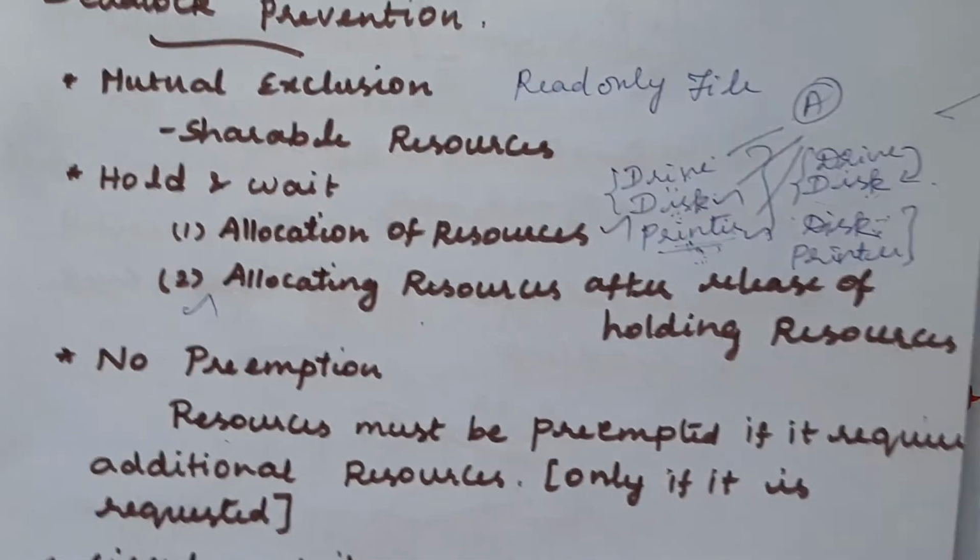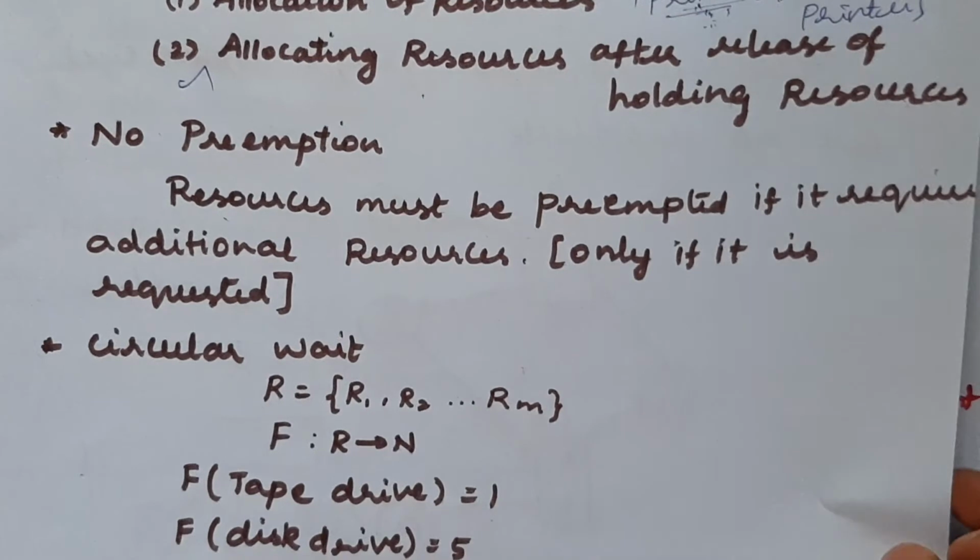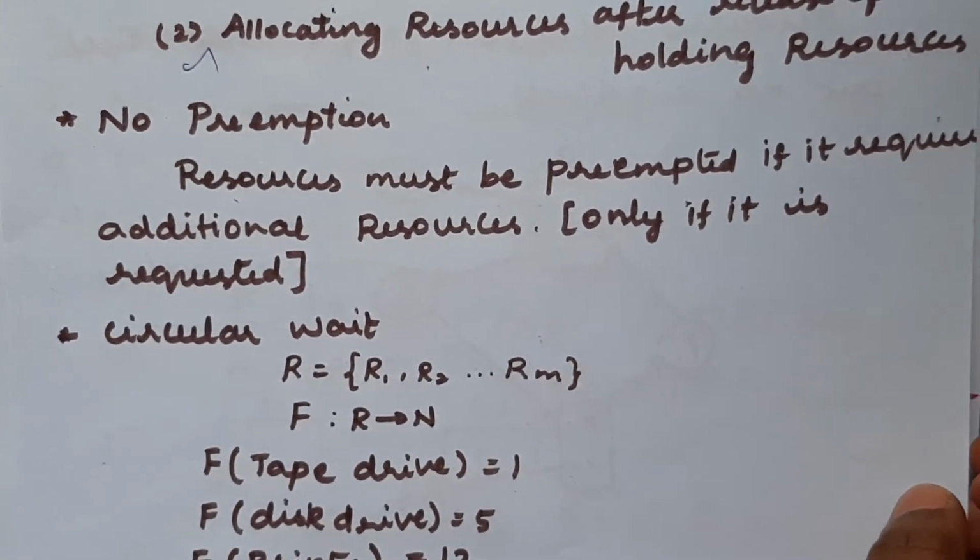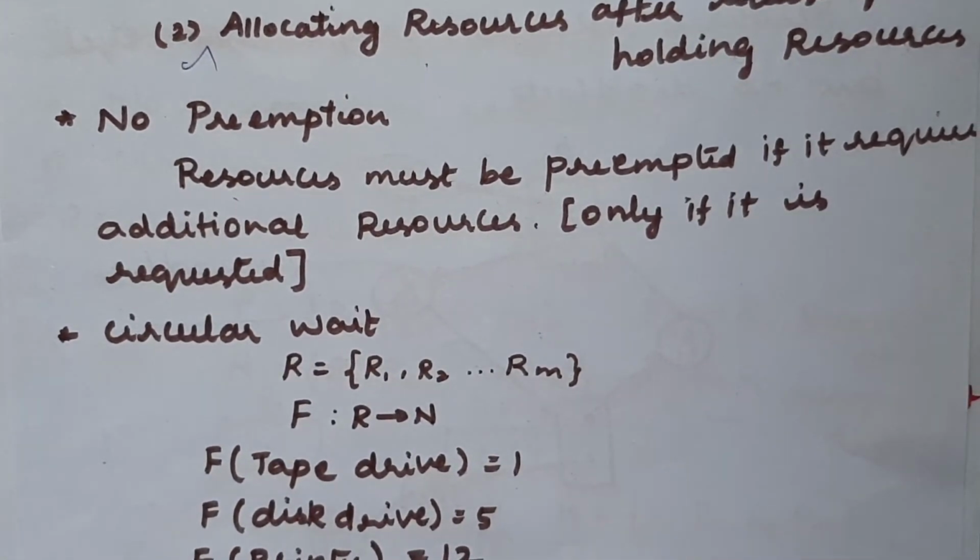Okay. So the next condition is no preemption. So how can we deny this condition to prevent the deadlock? No preemption. Which means if there is one process and the process is requesting resources, but already it has some resources, right? So what we need to do, we should preempt the old resources, whatever has been allocated already. So it has to release all those resources, and afterwards it can get the new resources. This is the method which we need to follow for denying this condition, no preemption.